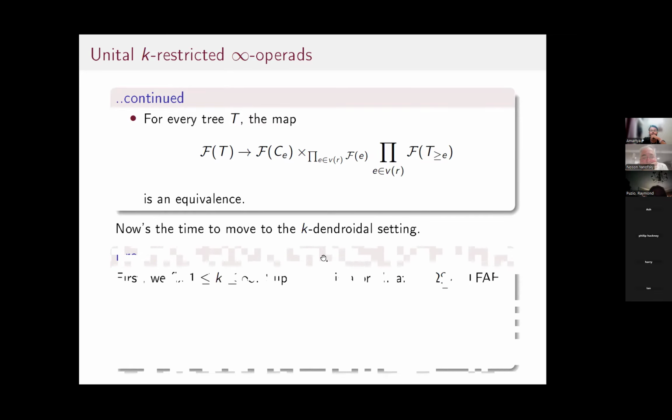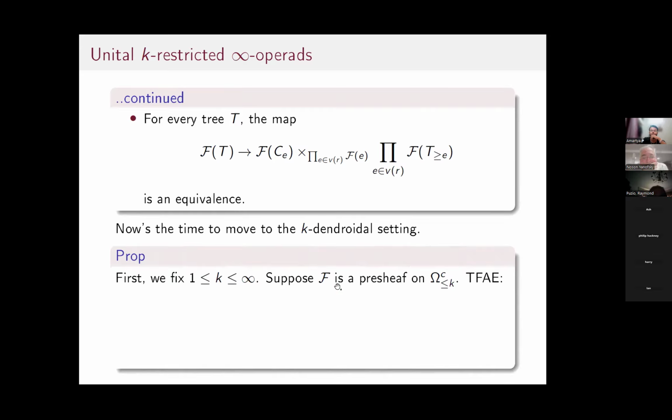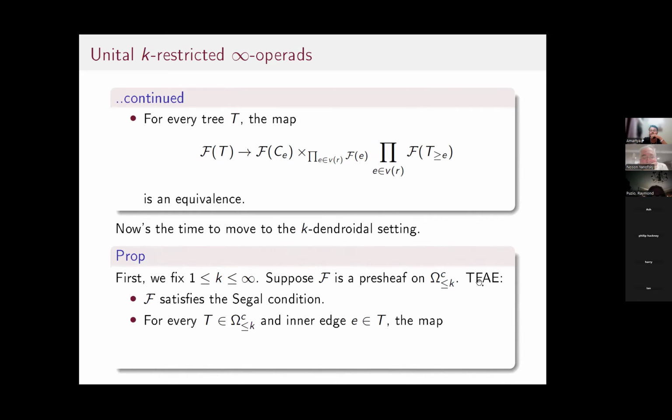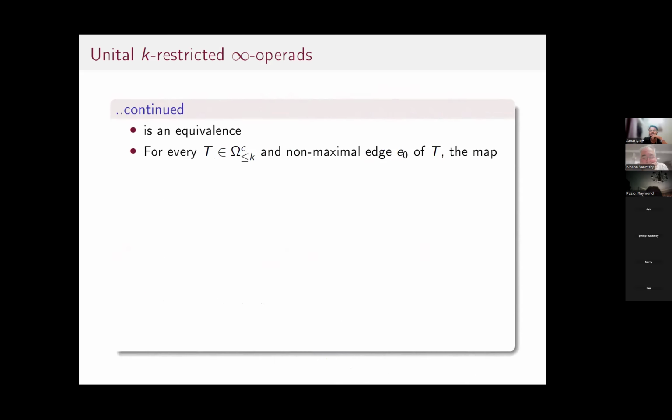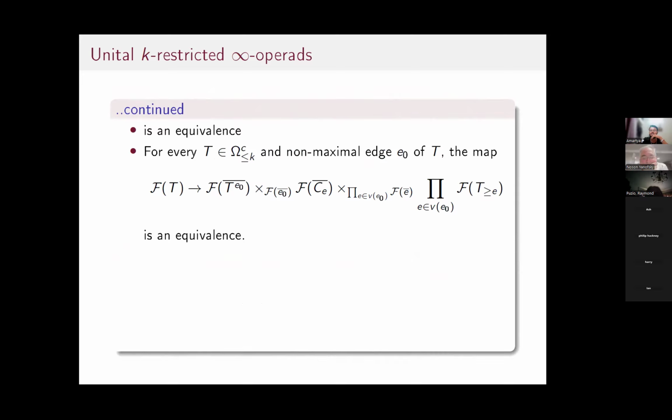Right, now we're going to translate this to the k-dendroidal setting. You start with a presheaf on omega c less than or equal to k, then the following are equivalent. You have similar conditions. Here you're taking the closure as well. So yeah, that is an equivalence, and similar to the last proposition, we have similar statements.